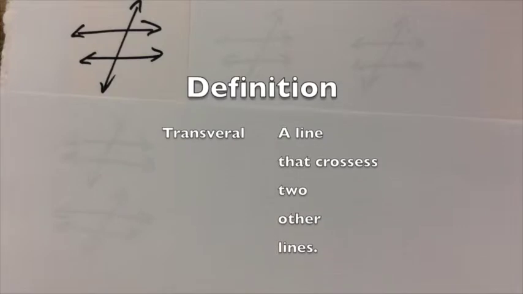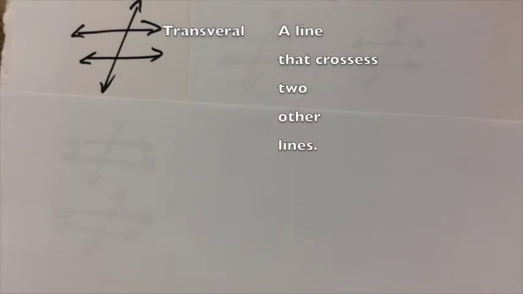Okay, well, this is why you need to know the definitions of things. A transversal is a line that crosses two other lines, period, full stop. So yeah, that's a transversal.